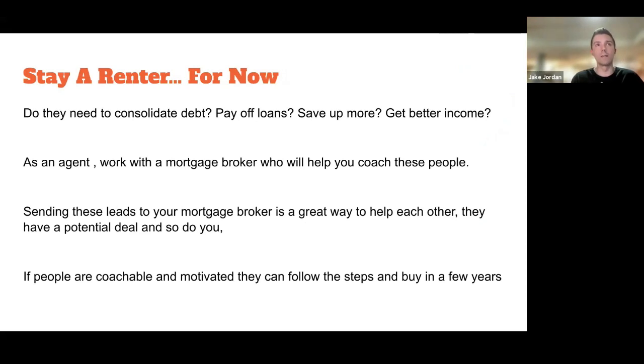They will explain their options. They will look at where your tenant sits now and what they should be doing over the next 2, 3 years, even 6 months, just to consolidate debt, pay off loans, maybe save up some more money, maybe switch jobs and get a better income. It's great for us because it allows us to nurture people and help them.